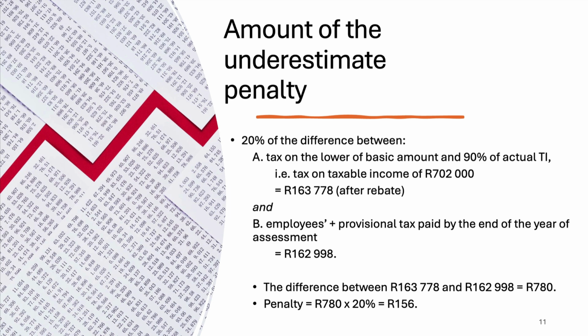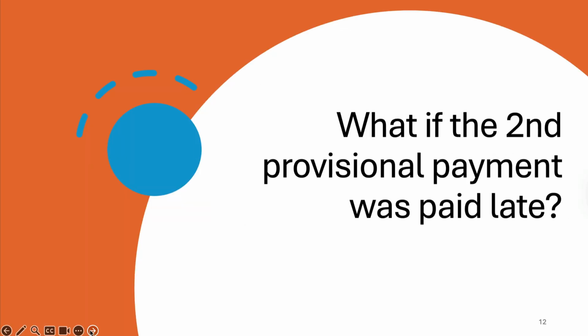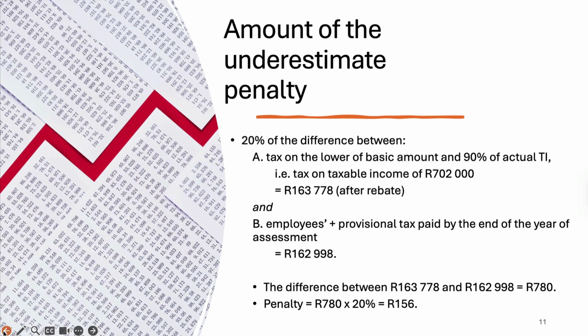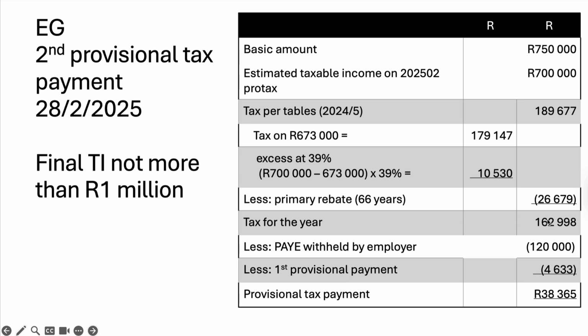And in fact, what would have happened, and this is what happens in many cases, is people miss the second provisional payment, or they feel that their cash flow is tight and so they don't submit the return for the second provisional payment, and that can also trigger the underestimate penalty because now you haven't put in an estimate of taxable income by the last day. In fact, they talk about 4 months after. But what if your second provisional payment was paid late?